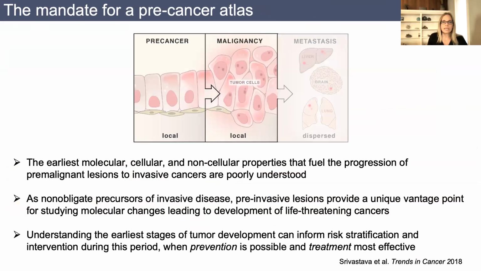So really, I'm going to focus heavily on the critical need for a precancer atlas of multiple tissue types. And this is because it's been seldom studied. And in fact, the earliest events during tumor evolution are poorly characterized. We have very limited understanding of what they are, in part simply because we haven't sampled these lesions for practical reasons.